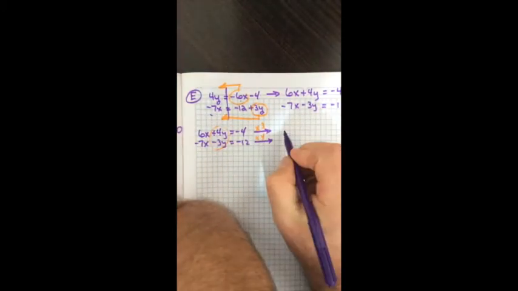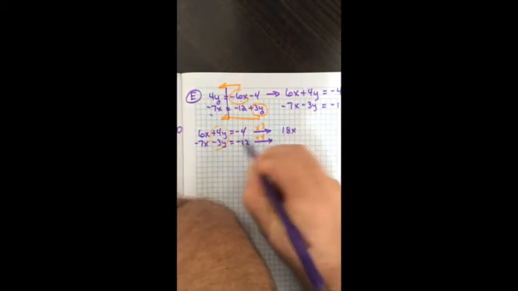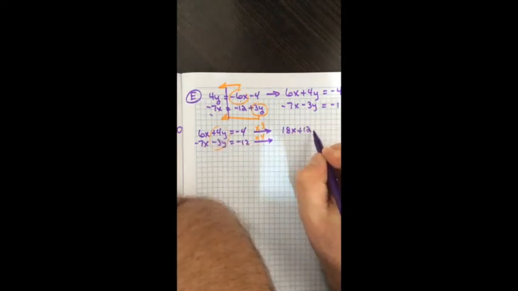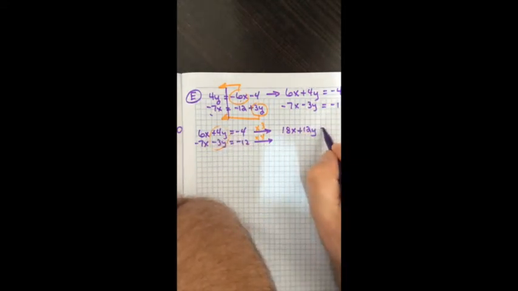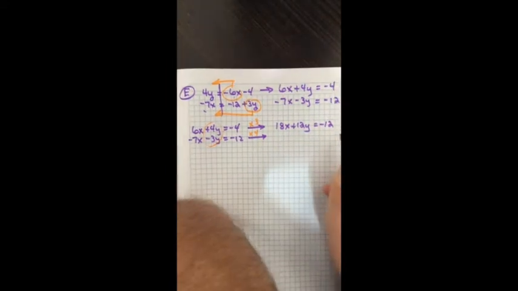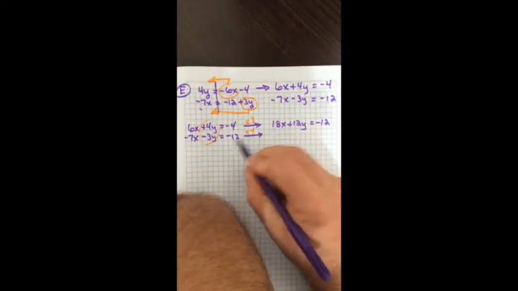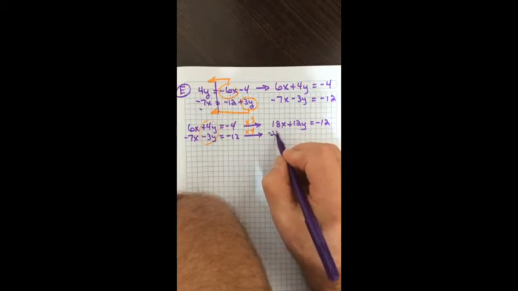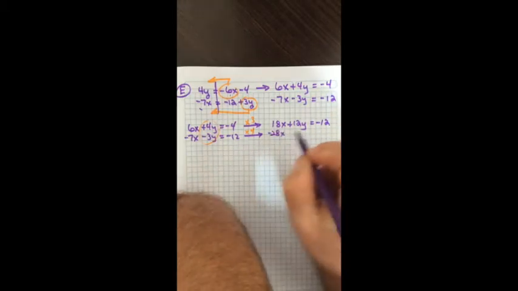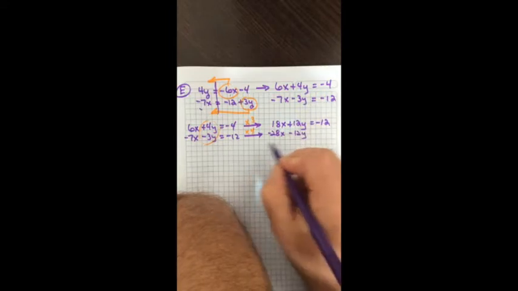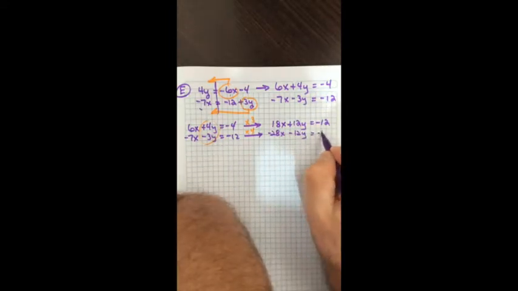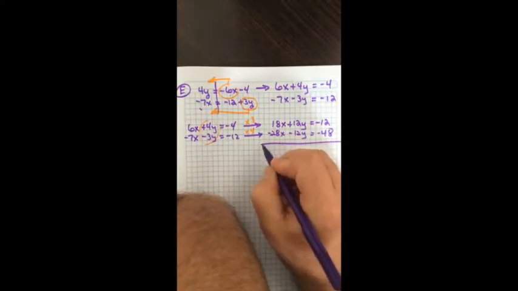So everybody here gets times 3, so that's 18x. 4 times 3 is 12y. And negative 4 times 3 is negative 12. And everybody on the bottom gets multiplied by 4. So negative 7 times 4 is negative 28x. Negative 3 times 4 is minus 12y. And negative 12 times 4 is negative 48. And let's just add them up.